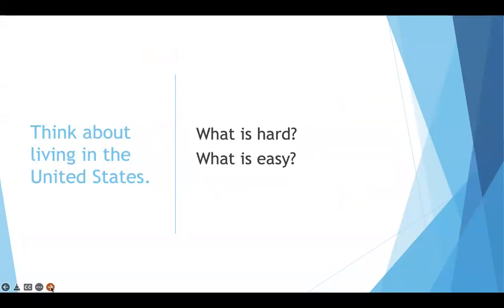All right, think about living in the United States. What is hard and what is easy? Now, this might be a little bit different for everyone, but it's a good question to think about what is hard and what is easy.